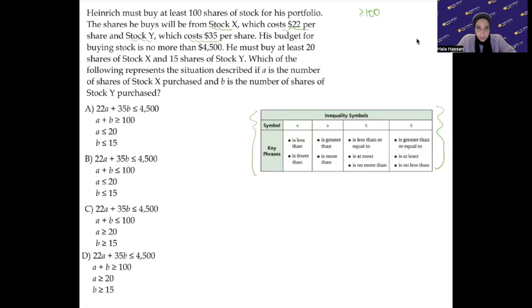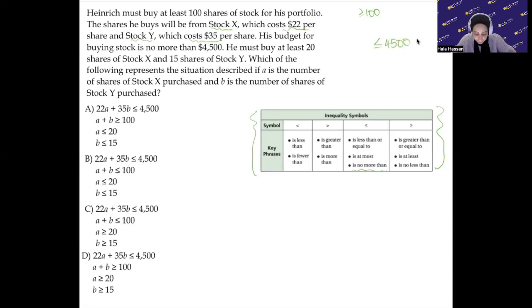no more than 4,500. So look at this. For the first one, it said at least 100 shares. Here it's saying no more than. Now, that's another keyword, right? So is no more than less than or equal to, right? And you can understand it from the situation as well. They're saying he can't pay more than 4,500. So his max is 4,500, but he can pay anything less than that. So we're saying that it's less than or equal to $4,500.